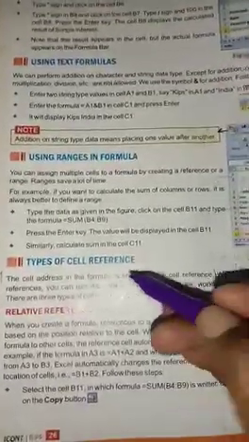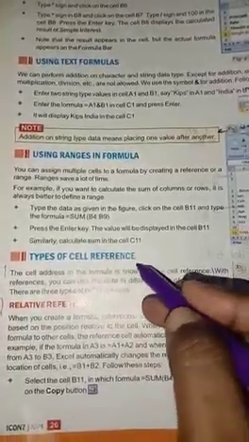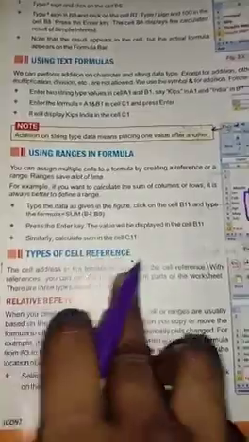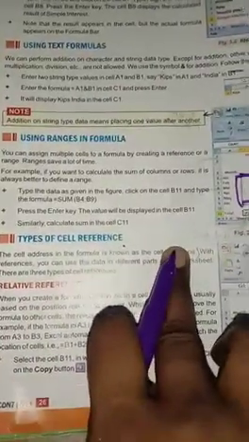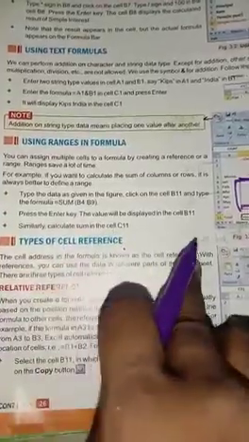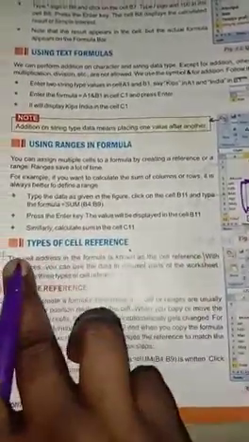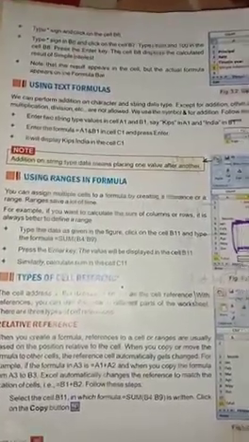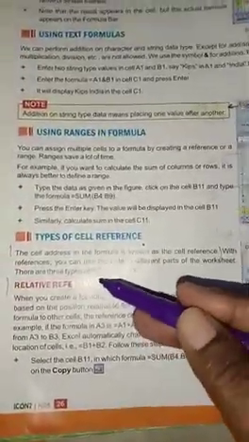Now coming to the next topic, that is types of cell reference. The cell address in the formula is known as cell reference. In a formula, the name of the cell address is cell reference. We can say another name of cell address is cell reference. There are three types of cell reference: relative reference, absolute reference, and mixed reference.